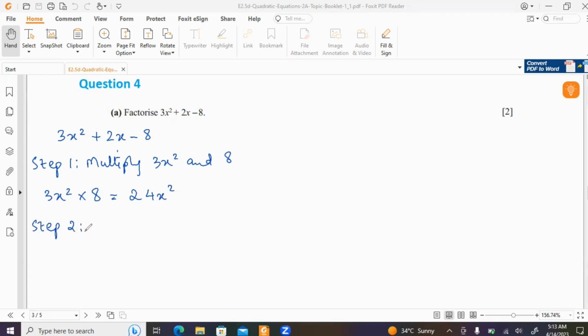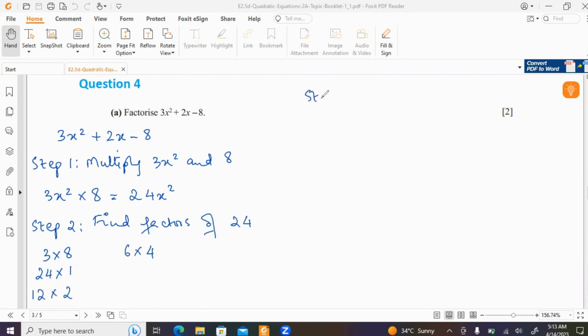Step 2 is find factors of 24x squared. The factors of 24x squared, actually let's just stick with 24, because x squared will just come as it is. So factors of 24 are 3 times 8, 24 times 1, 12 times 2, 6 times 4, and I think we have all the factors.